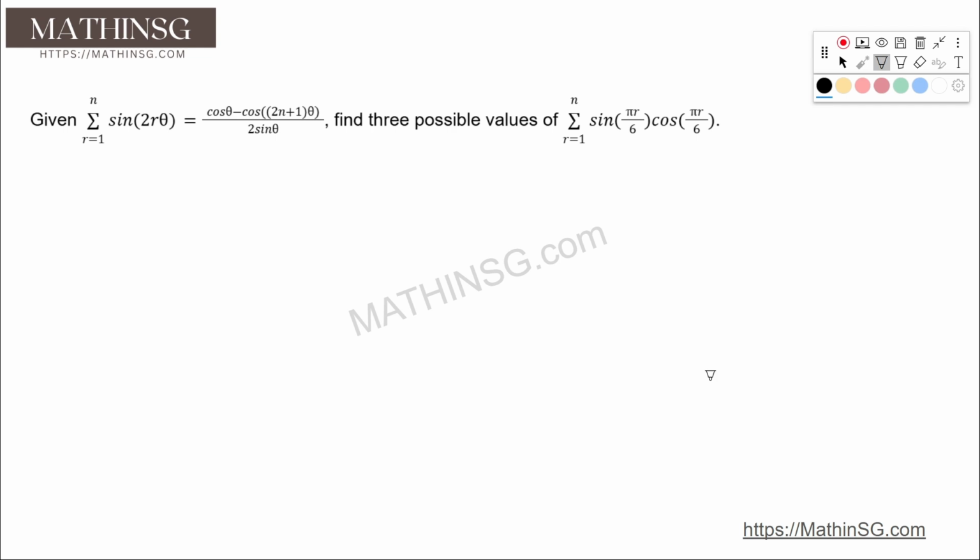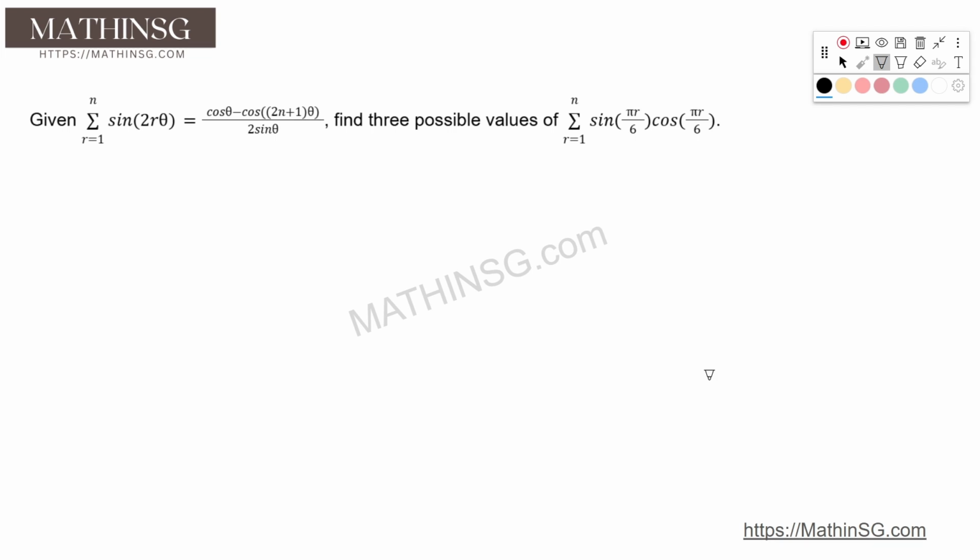Okay, let's go through this question. This is the modified version of question 7 from 2024 paper 1 H2 math. If you look at this, we are given the summation of sine 2rθ is equal to this, and you're asked to find 3 possible values of this. So how is this related to this one here?